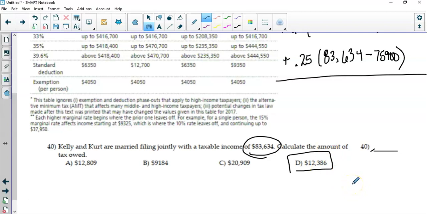Those are the calculator heavy questions on the test. If you can go through these, then you are in good shape and you are prepared for your final.